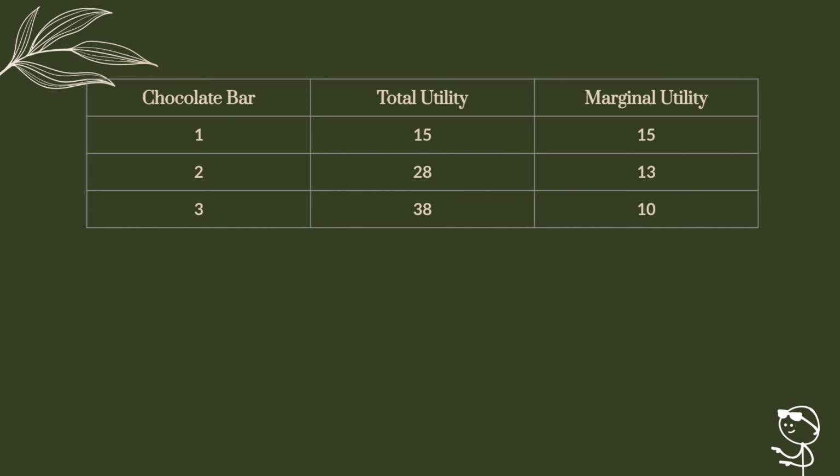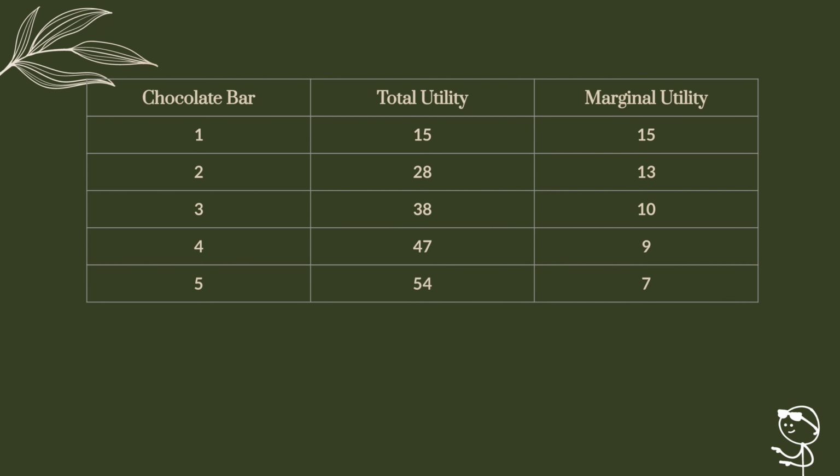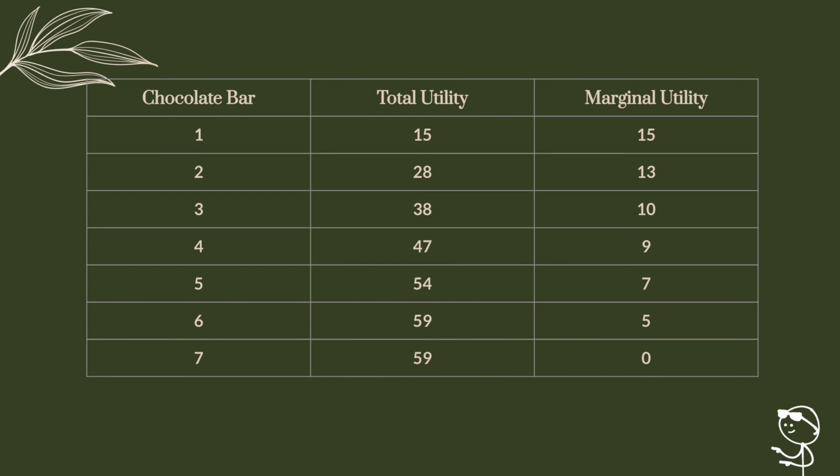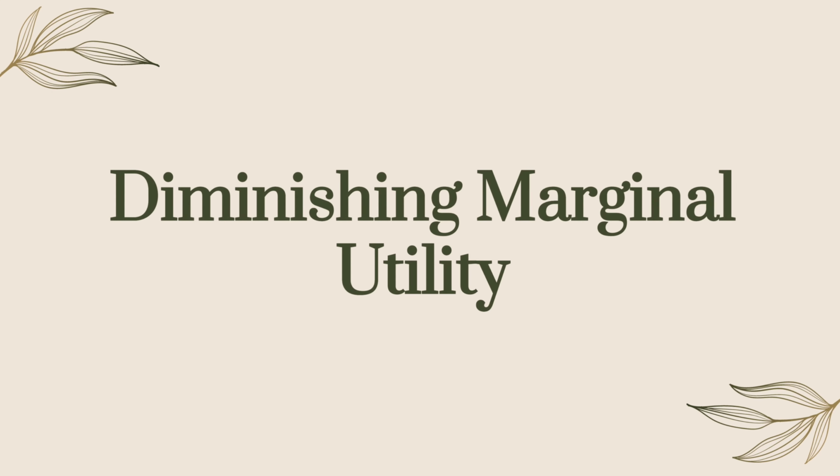Now for the next bar, his marginal utility was 9. For the fifth, his marginal utility was 7, and for the sixth, it was 5. Now I've added another 2 bars just to demonstrate. For the seventh bar, his marginal utility was 0, and for the eighth, his marginal utility was -2. Interesting. It was 15 for his first chocolate bar, and it went all the way down to -2. This, my friends, is what we call the law of diminishing marginal utility.